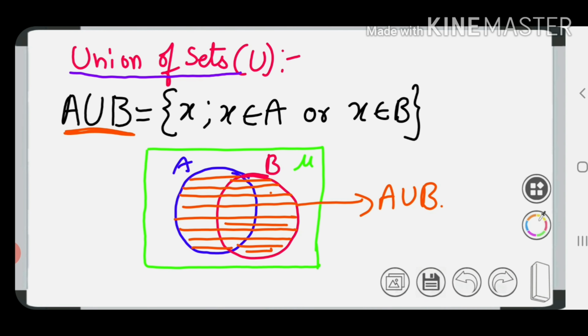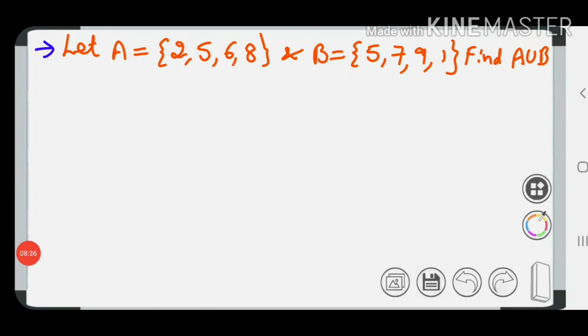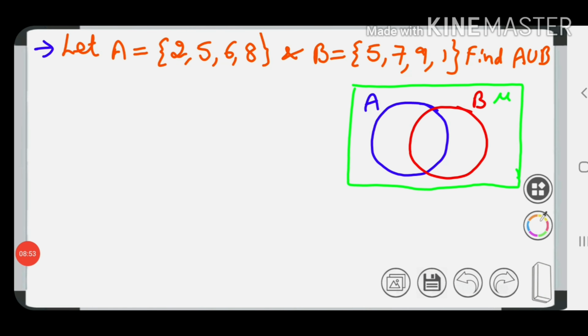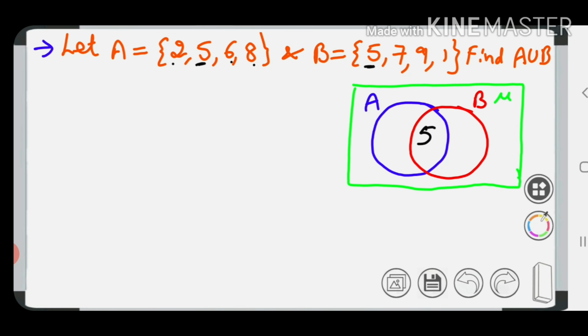Let us consider some examples. Let A is equal to {2, 5, 6, 8} and B is equal to {5, 7, 9, 1}. Now find A union B. First, we will see the Venn diagram, how to write the A union B value. After that, we will do the problem. You see here, this is the Venn diagram. Now we have to fill the elements first. If you observe that 5 is the common element, so we have to write 5 in this common area, and the remaining 2, 6, 8 are the 3 elements in A. We have to write 2, 6, 8 here. And in B, 7, 9, 1. We have to write 7 here, 9 here and 1 here.